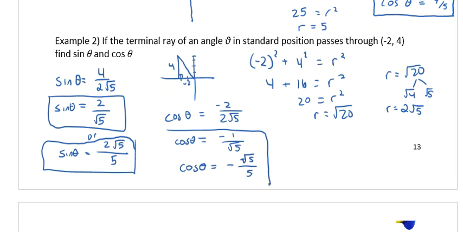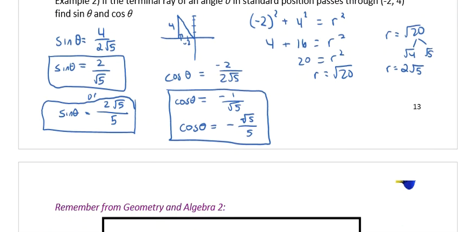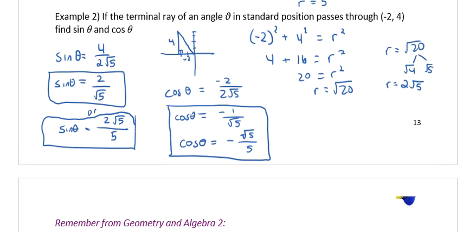When I'm rationalizing, I'm just multiplying top and bottom by that radical 5 to get the radicals out of the denominator. At this point, it's okay sometimes to leave the radicals in the denominator. I'm not as picky about that as you had seen last year in Algebra 2. Sometimes, even in calculus, you work to get the radical in the denominator instead of out of it.